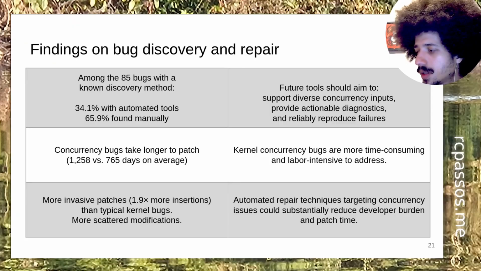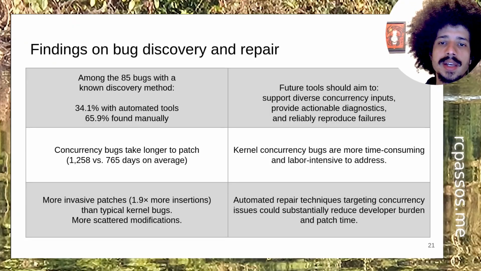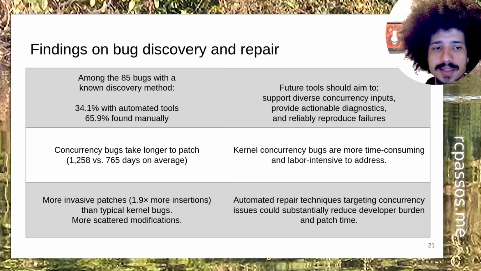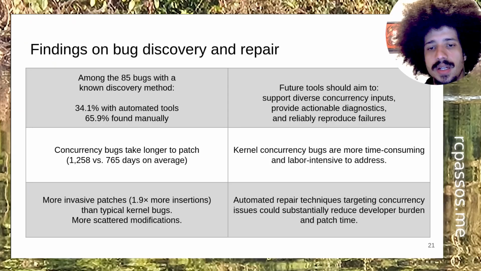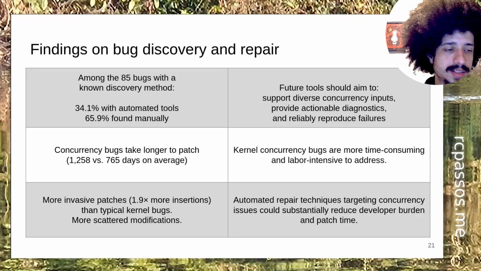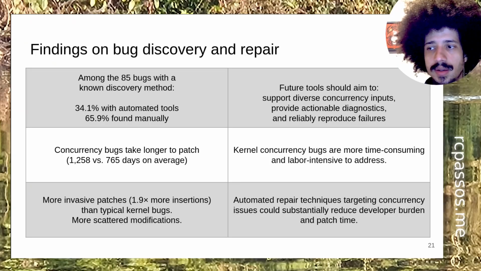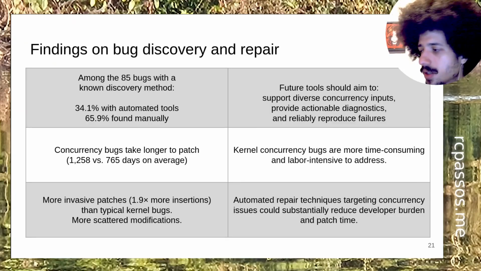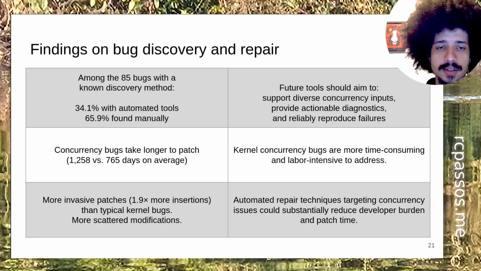The time it takes to fix those bugs is also quite larger, and the resulting patches to fix them are more complex. We have 1.9 times more insertions in those patches, and usually those insertions aren't in single blobs. They are usually more scattered than fixes for normal bugs, and this makes it harder for review and for the reviewers, which is a critical part of the Linux kernel. The maintainers need to review every single patch, and reviewing these bugs is more complex too.